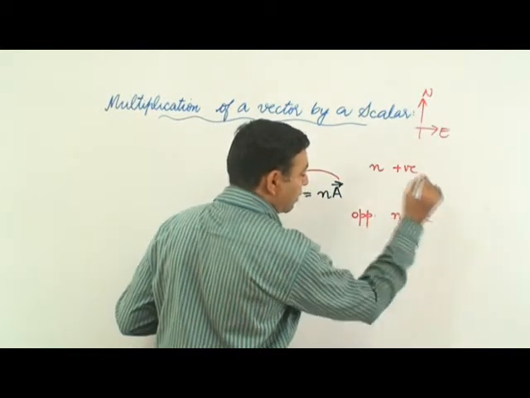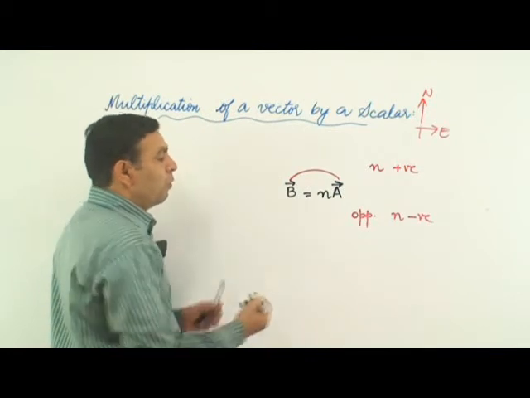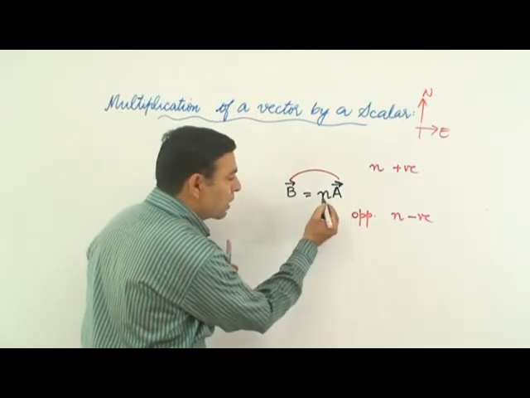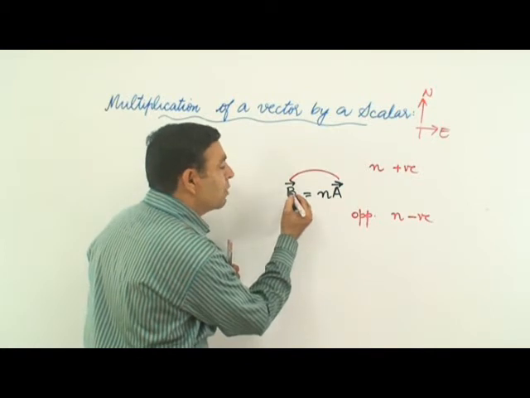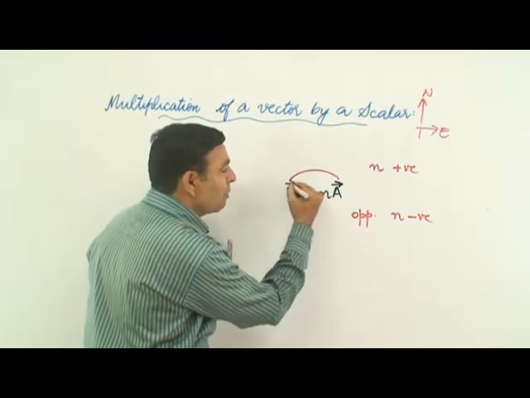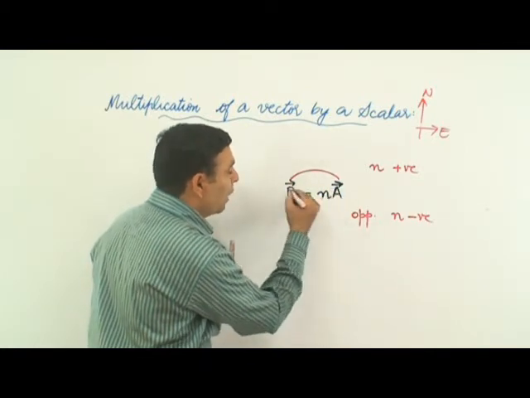But one thing is pretty sure, when a vector A is multiplied by some scalar n, you get another vector B such that A and B will be in the same direction if n is positive, and A and B will be in opposite direction if n is negative.